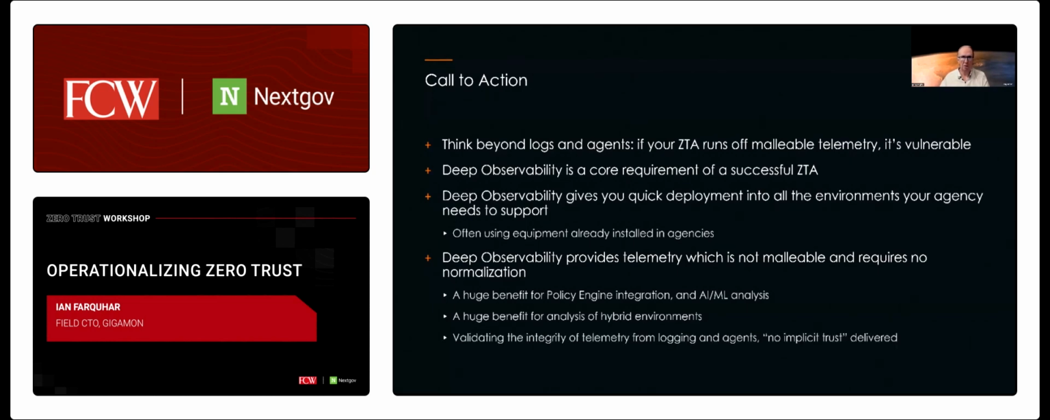And because you can use cross-checking of the integrity of your telemetry, logs, checking agents, checking deep observability, all checking each other, you have no implicit trust. You are meeting zero trust requirements for driving implicit trust out of your environment. So even the controls you are using can be checked and validated.